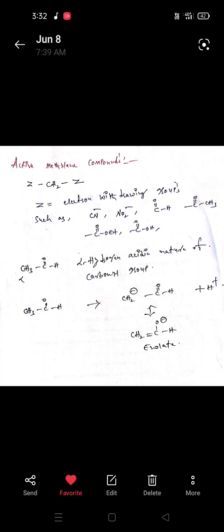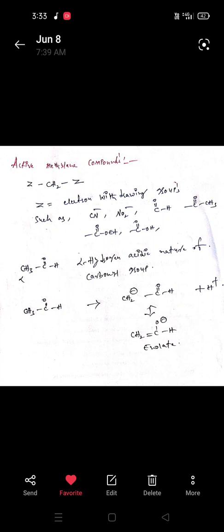The carbon ion formed is more stable, so that's why this active methylene easily forms the carbon ion. Generally, electron withdrawing groups increase the stability of the carbon ions, and electron donating groups decrease the stability of the carbon ions. So that's the reason for these compounds.